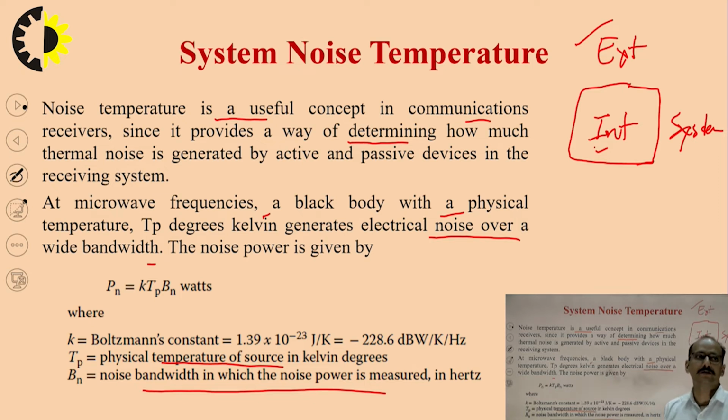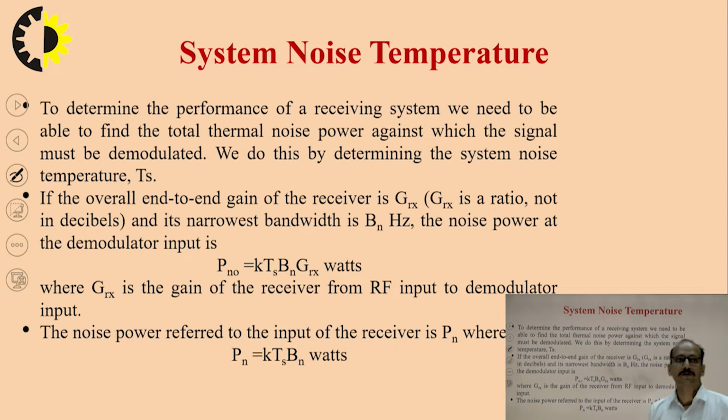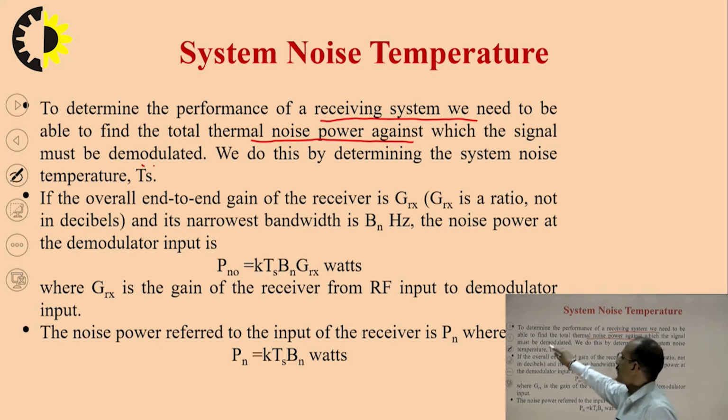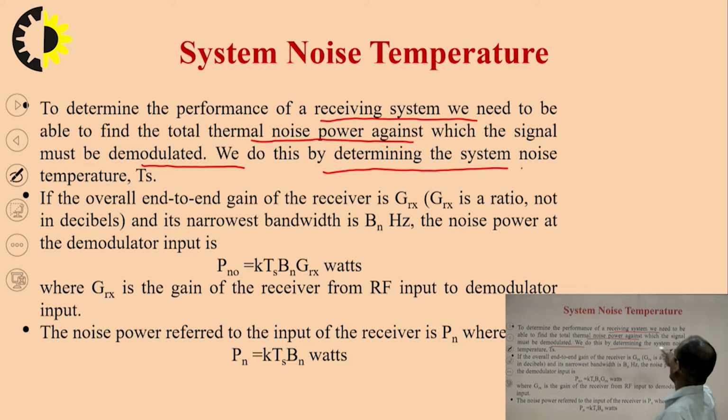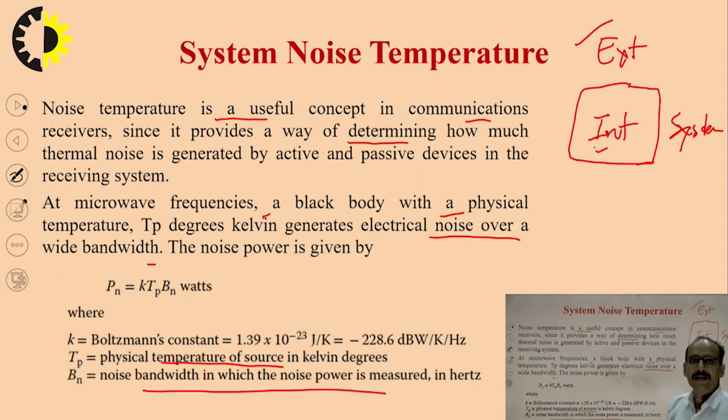So this is about the basic noise power: what noise is and how it comes from noise temperature. To determine the performance of a receiving system, we need to find the total thermal noise power against which the signal must be demodulated. We do this by determining the system noise temperature Ts. Here you have to understand thermal noise. As I told you previously, external noise includes atmospheric and industrial noise, whereas internal noise includes flicker and thermal noise.